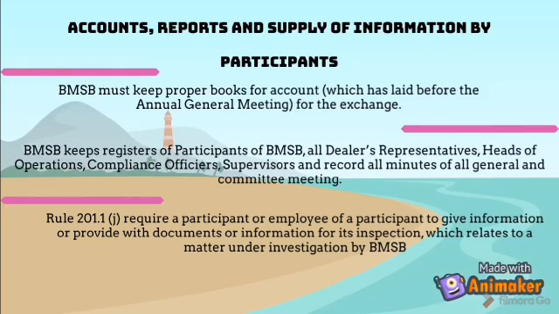Next, accounts, reports and supply of information by participants. First, BMSB must keep proper books of account, which are laid before the annual general meeting, for the exchange. Second, BMSB keeps registers of participants of BMSB, all dealers' representatives, heads of operations, compliance officers, supervisors, and records all minutes of all general and committee meetings. Third, Rule 201.1 requires a participant or employee of a participant to give information or provide documents or information for its inspection, which relates to a matter under investigation by BMSB.